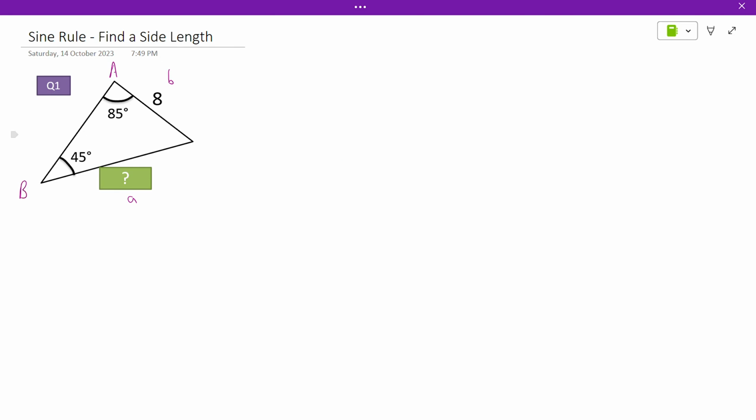Okay. Now let's write our sine rule. So we're trying to find a side length, so we're going to use the variation of the sine rule with the side length on top. I've got another video about when to choose which rule that makes that a bit more clear. So let's write the sine rule. We've got a over sine A equals b over sine B equals c over sine C, but we don't need to write that for this one.